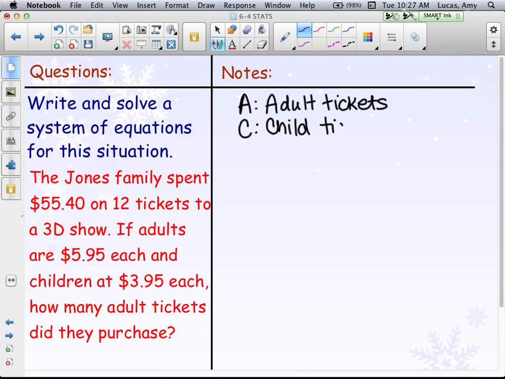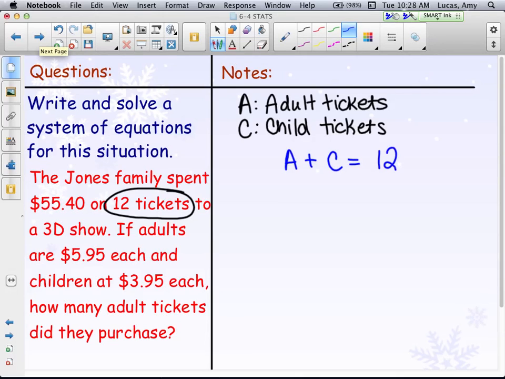And what's important in this situation is that you recognize that all of the dollar amounts have to go together in one equation, and the other equation is just talking about how many tickets they bought. So one gets all of the money, the other's just talking about strictly those numbers. So they bought 12 tickets. We don't know how many were adult tickets. We don't know how many were children's tickets. So adult tickets plus children's tickets has to equal 12 tickets in all.